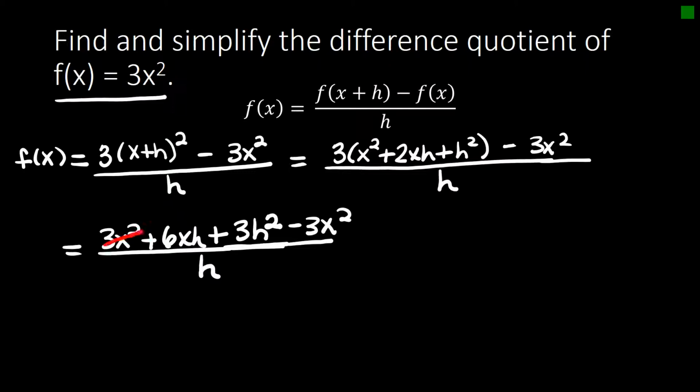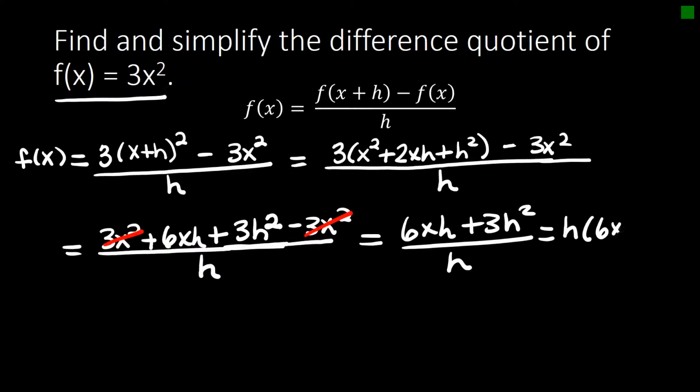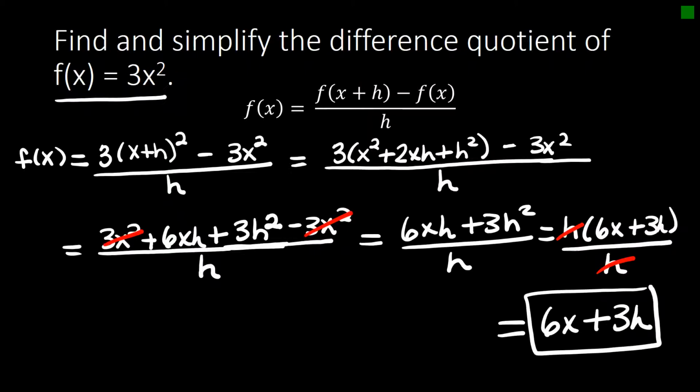If you notice, we can cancel out the 3x squared, and we are left with 6xh plus 3h squared all over h. Now this is not in its simplest form because we can factor an h out of the numerator and have 6x plus 3h divided by h. Our h's will cancel out, and we are left with 6x plus 3h. That is the difference quotient.